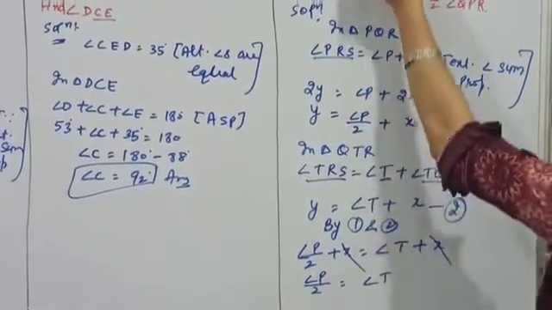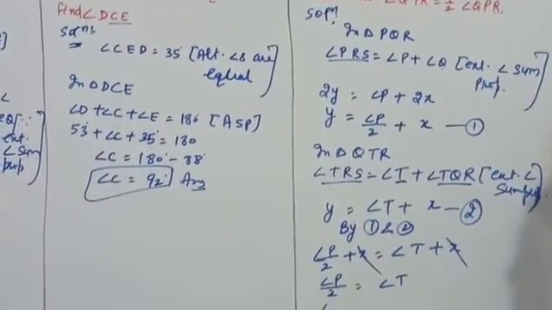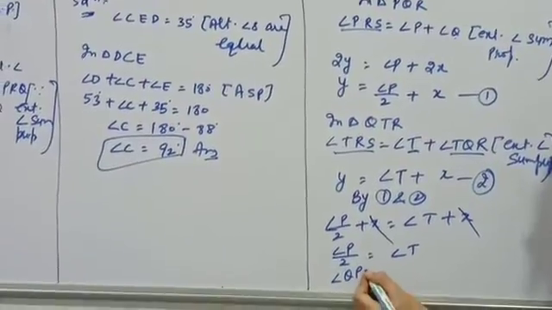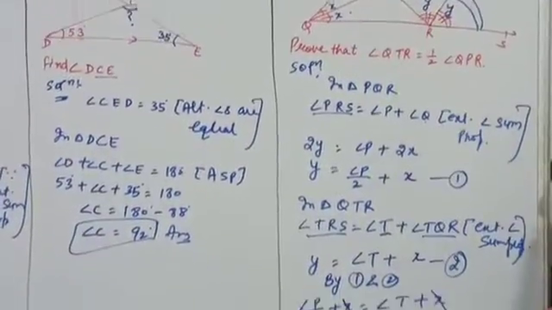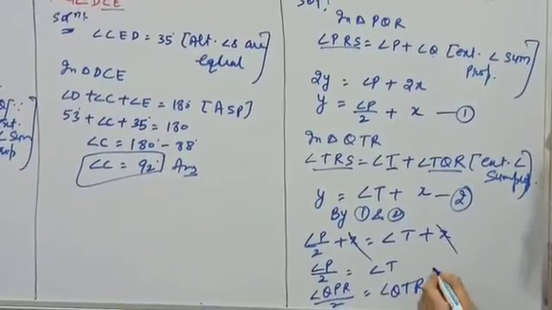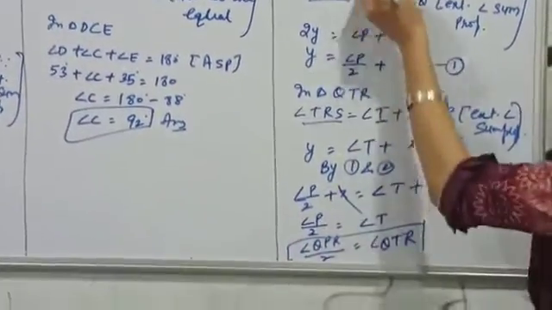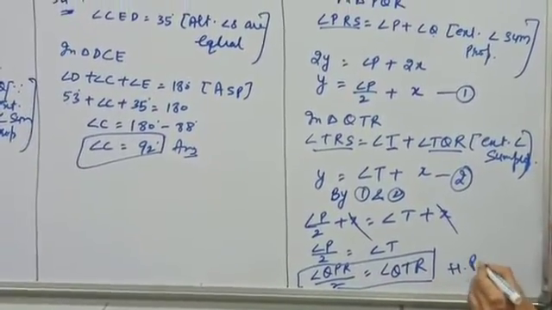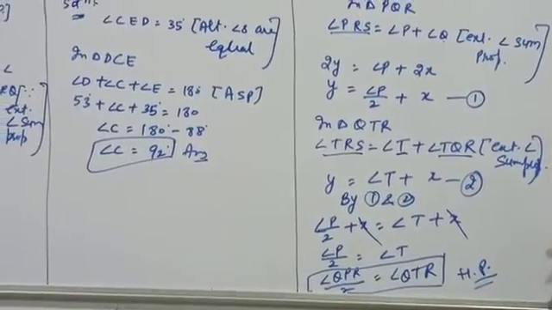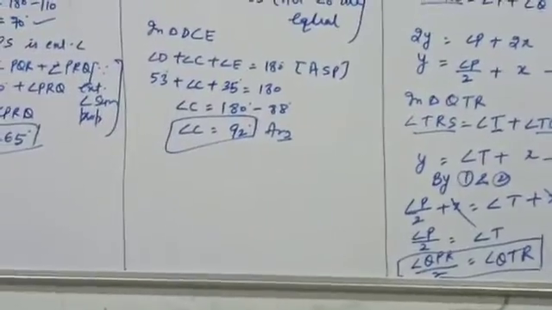What is angle P? We can write angle P as angle QPR upon 2, which is equal to angle T. What is T? That is angle QTR. So this is what we wanted to prove. This is the proof of the question. Hence proved.